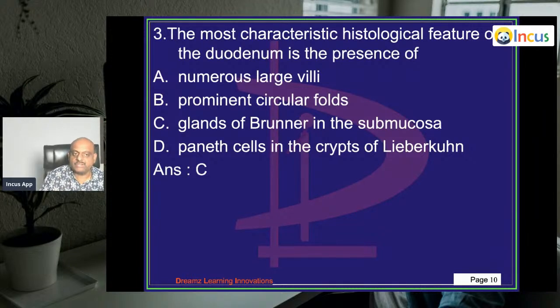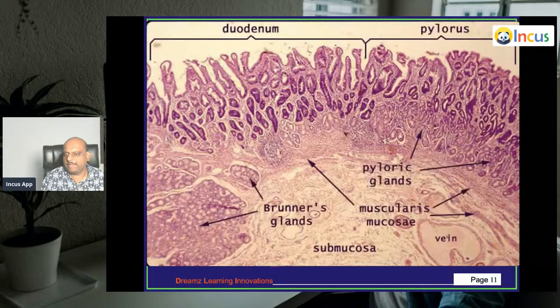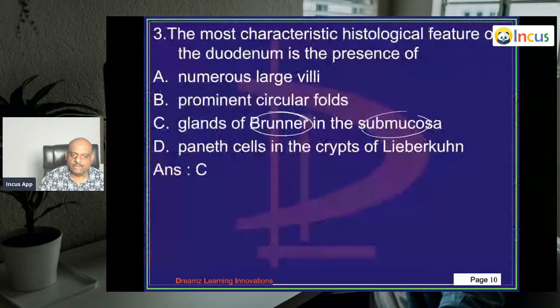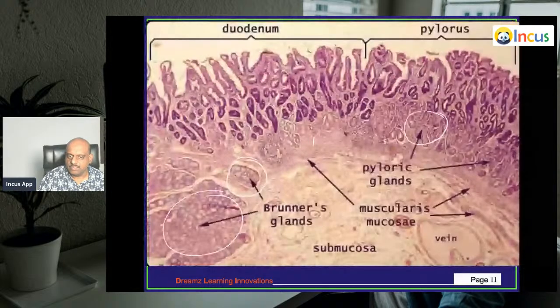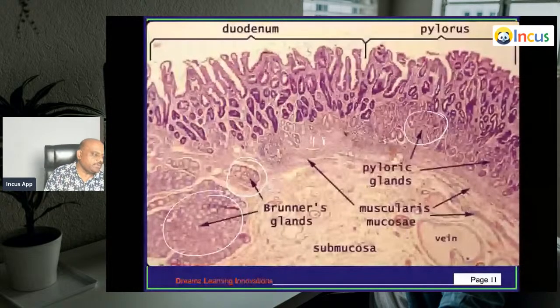Duodenum, what is the characteristic feature, doctor? The glands of Brunner in the submucosa. That's what our biology teacher taught us, in fact. These are the Brunner's glands, doctor. So in tomorrow's NEET PG exam, one MCQ is a sure shot. Image-based MCQs come from histology, is what you need to remember.